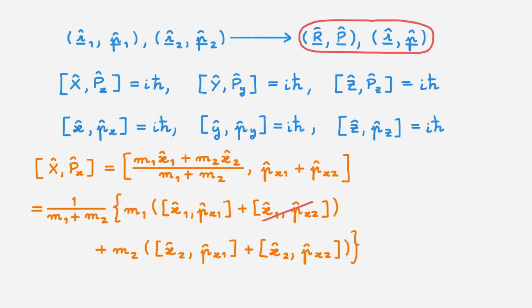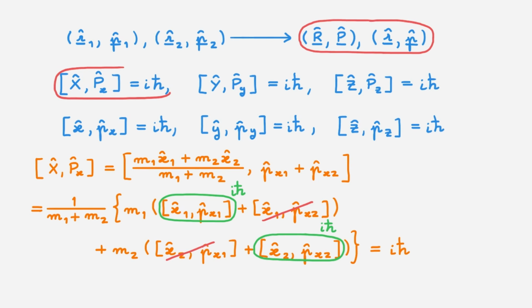We can cancel this commutator and this commutator because they are between different particles, so they're equal to 0. This one is iħ, and so is this one. Putting everything together, the original commutator finally gives iħ. And this confirms this first commutation relation here. The rest are equally simple, and you can work through the derivations yourselves if you want to get some practice.